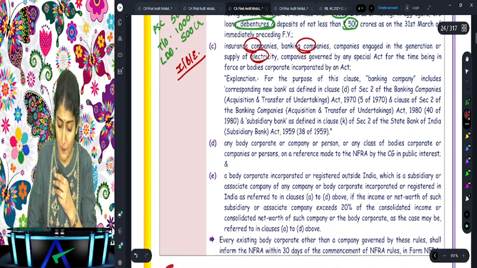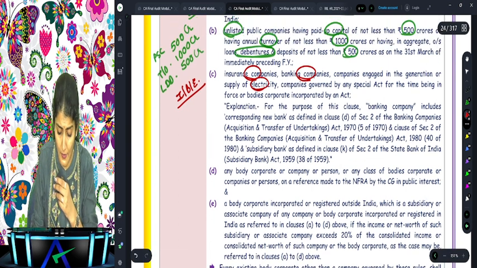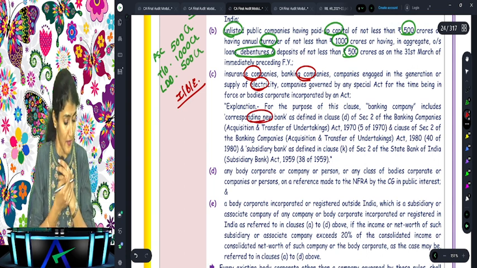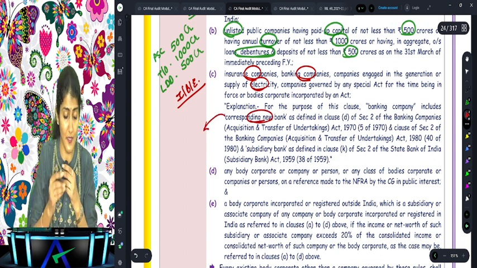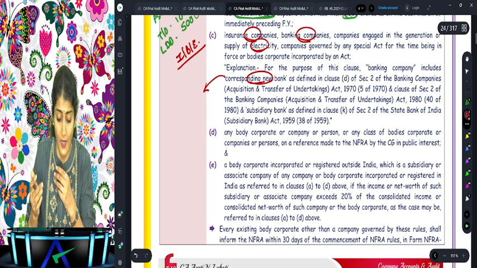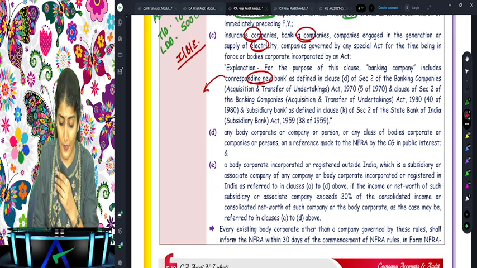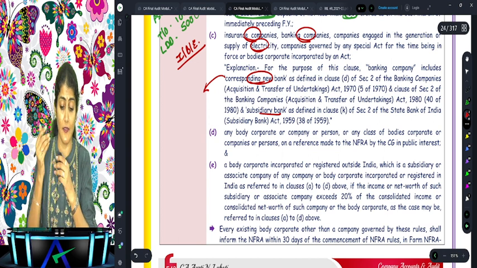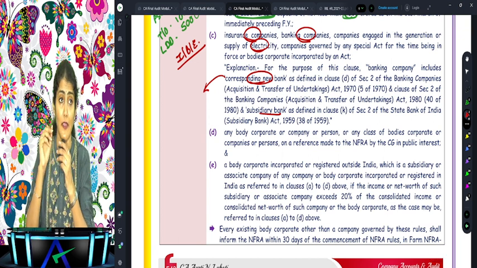And banking company also, what does it say? It includes the corresponding new bank. Right? So any corresponding new bank which has been set up under the RBI regulations, right, under the banking company rule, it says even that subsidiary bank and all will be included. New bank, subsidiary bank will also be included in banking company.